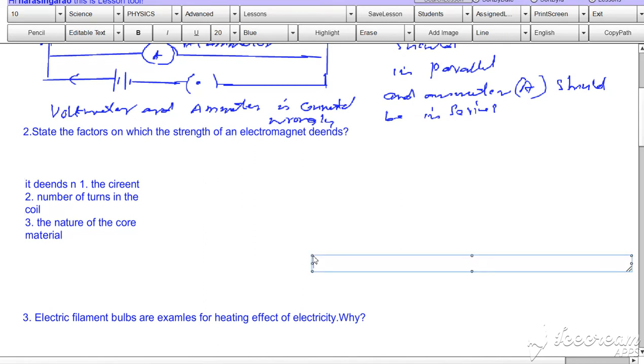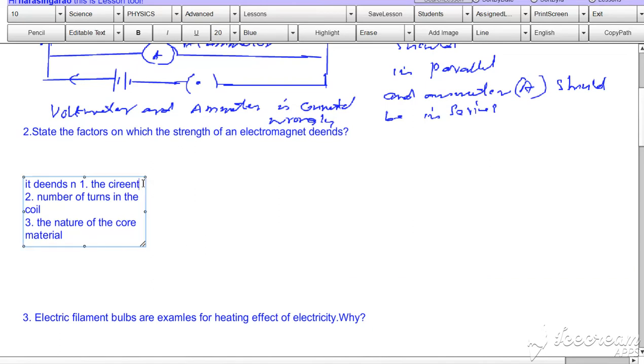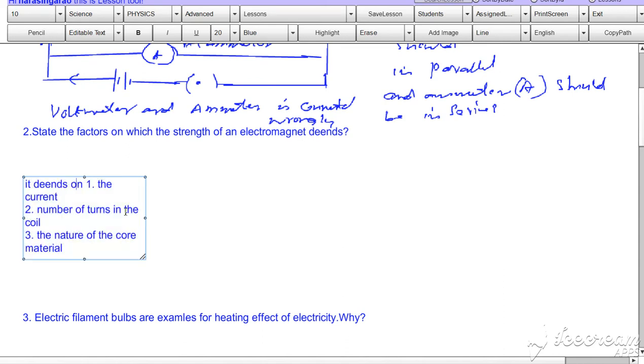It depends on the current. I made a spelling mistake; a typical error is that I didn't add "on" here. It depends on the current, the number of turns in the coil, and the third one is the nature of the core material.